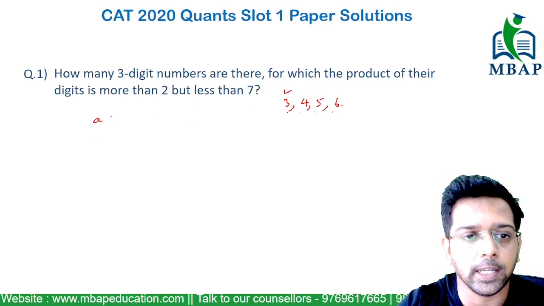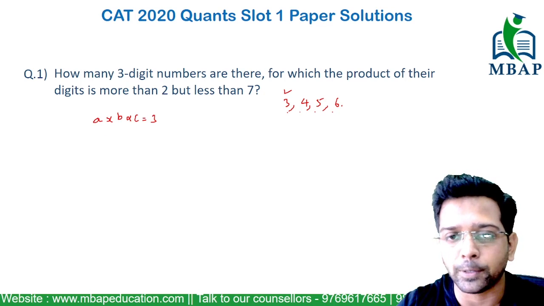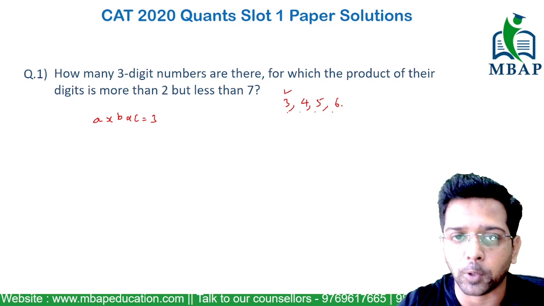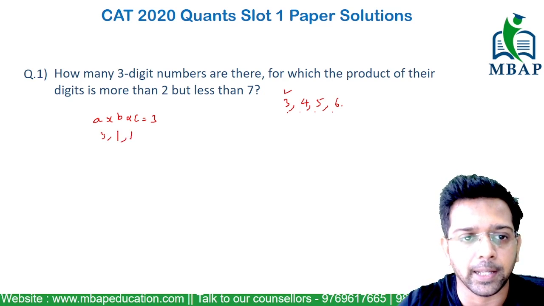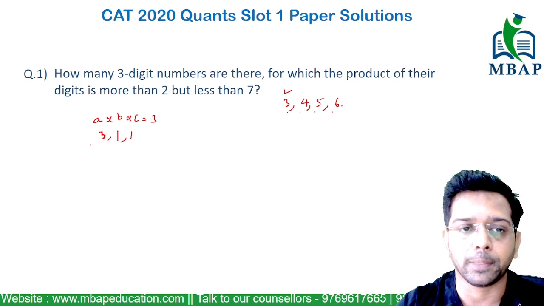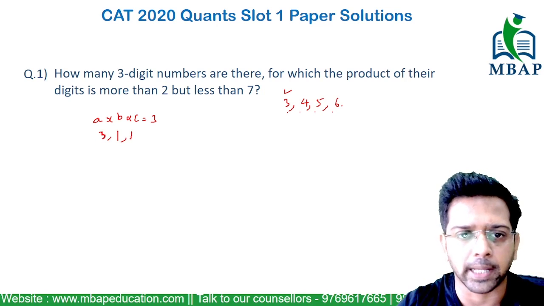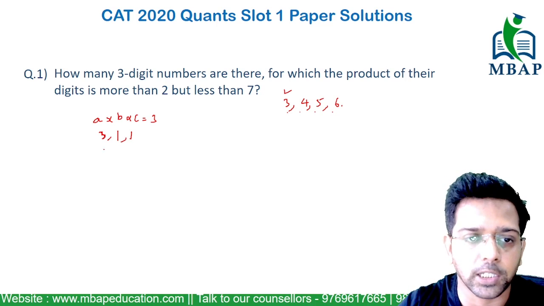Now the question says A into B into C should be equal to 3. In how many ways can we take 3 numbers whose product will be 3? The only possible way is you multiply 3, 1 and 1, and you'll get the product as 3. Now the place values of 3, 1 and 1 keep on changing. One number could be 3, 1, 1. The second number could be 1, 3, 1. And the last number could be 1, 1, 3.